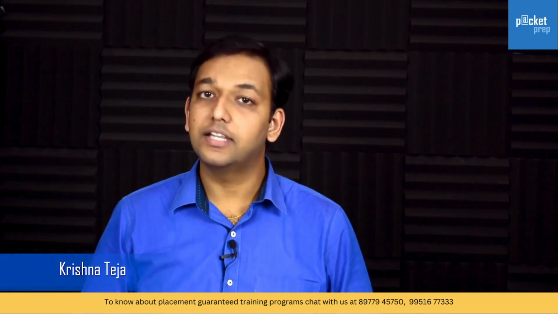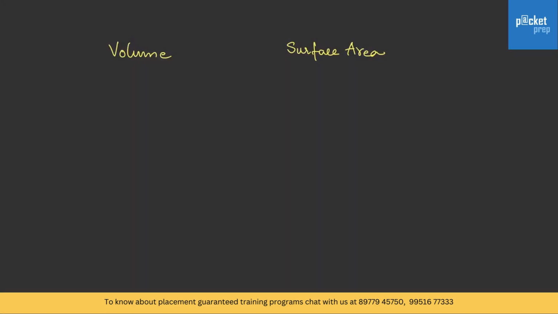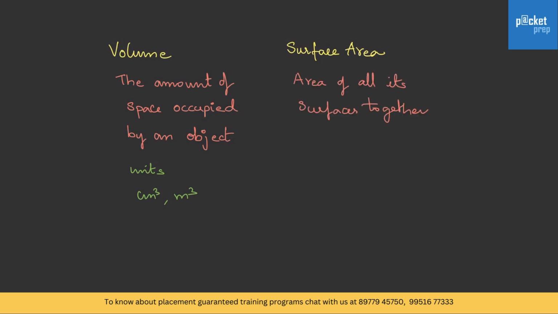For 3D figures, volume and surface area are the frequently calculated metrics. So for this lecture, let's learn about them. Volume is the amount of space occupied by an object, and it is usually measured in centimeter cube, meter cube. And coming to surface area, it is the area of all its surfaces together, and it is usually measured in centimeter square, meter square.